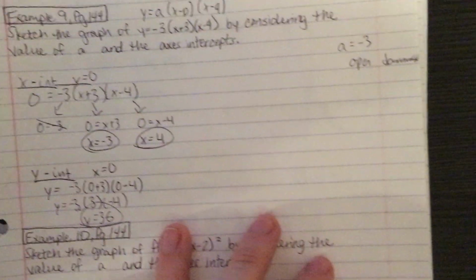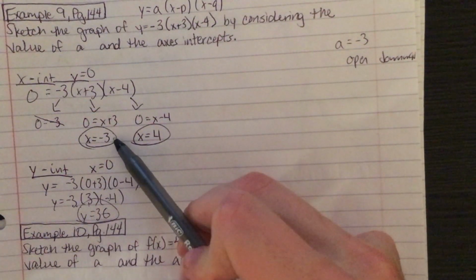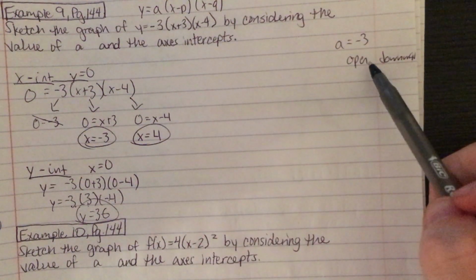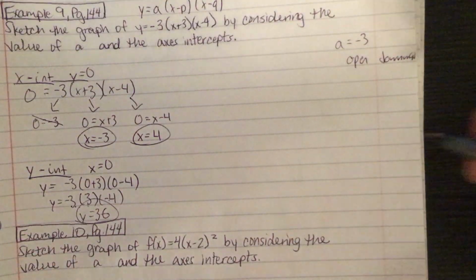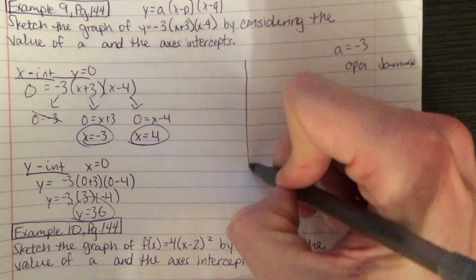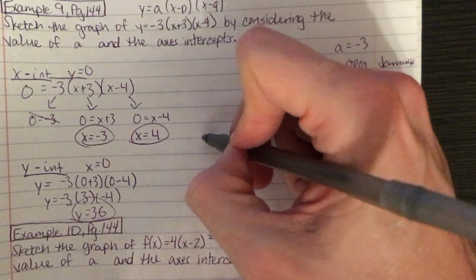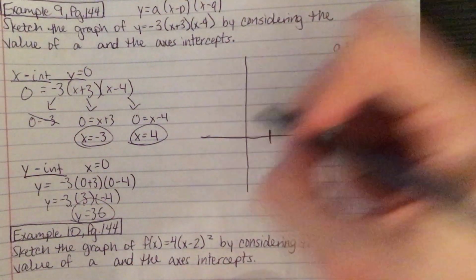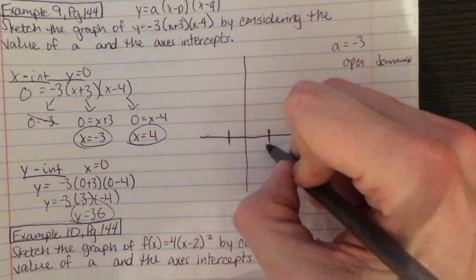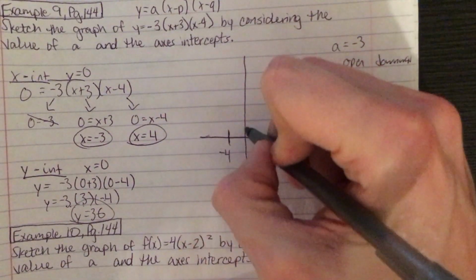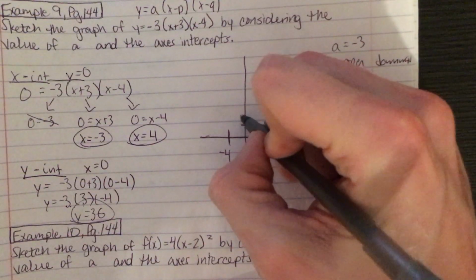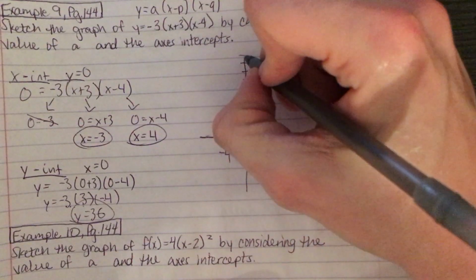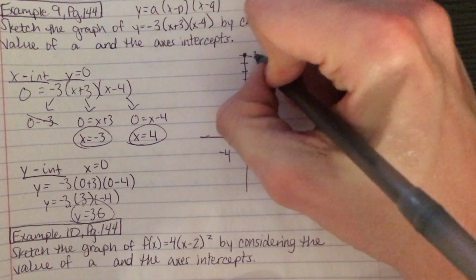So we now know that this graph has x-intercepts of -3 and 4, a y-intercept of 36, and we know that it's going to open downward. So that's enough for us to get a sketch of it. So what I'm going to do is set this to where each one of these is 4, so 4 and -4. 1, 2, 3, 4, 5, 6, 7, 8, 9. That would be 36 right there.